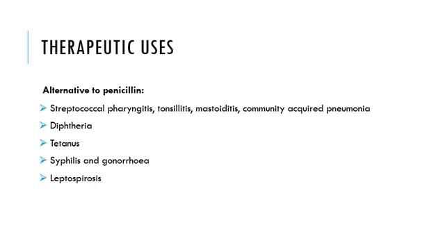Therapeutic uses. The spectrum of activity of erythromycin is almost similar to penicillin, and therefore it can be used as an alternative to penicillin in those patients who are allergic to penicillin. Streptococcal pharyngitis, tonsillitis, mastoiditis, community acquired pneumonia are treated with erythromycin. For upper respiratory tract infections, the usual dose of erythromycin is 250 to 500 milligrams every 6 hours for 7 to 10 days.